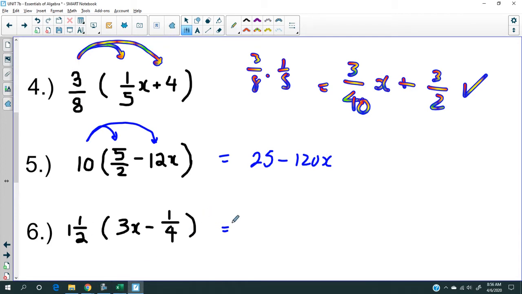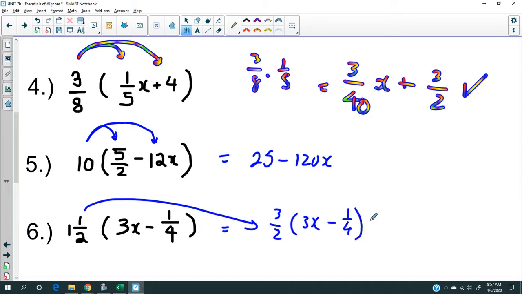Now, I'm going to rewrite this. Do you remember when you multiply mixed numbers with numbers, other fractions or whole numbers, what do you have to do? Yeah, you have to turn that into an improper fraction, right? So what's 1.5 as an improper fraction? Yeah, 3 over 2. So I'm going to rewrite this whole thing: 3 over 2 times 3x minus 1/4, like so. Now, here 3 over 2 times 3, what would that be? Yeah, 9 over 2, so 9 over 2x.